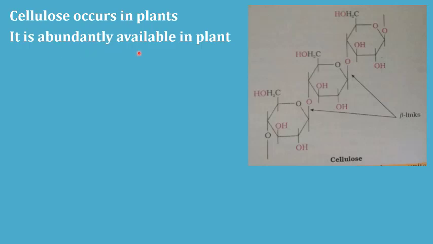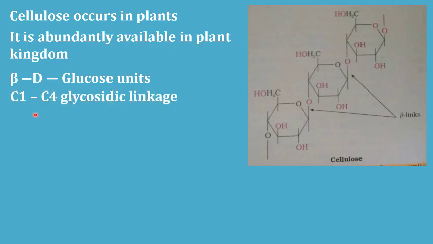Now let us see cellulose. Cellulose occurs in plants. It is abundantly available in the plant kingdom. It is made of beta D plus glucose units, whereas starch is made of alpha D plus glucose units. The glycosidic linkage is between C1 of one carbon and C4 of another carbon atom.